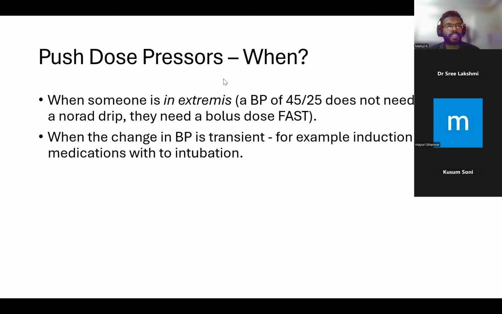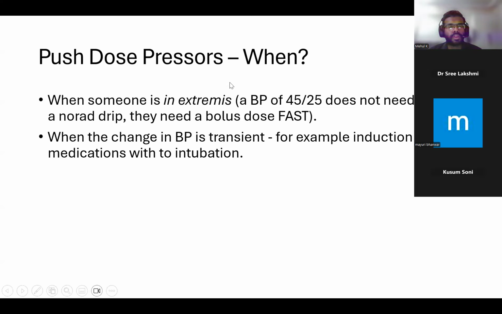So what about push dose pressors? There are two scenarios when you would like to use push dose pressors. One is when patients are in extremis. For example, a patient is having a BP of 45 over 25, or 40 over 20. You don't really have time to start a drip on that patient. You need to give them something very quickly to increase their blood pressure. So that is one scenario where a push dose pressor can be useful. The action usually does not persist more than 15 to 20 minutes, so it is a very short term benefit. But when a patient is having a BP that low, the patient can rapidly go into cardiac arrest, and you don't want to wait to start a drip for that kind of patient.